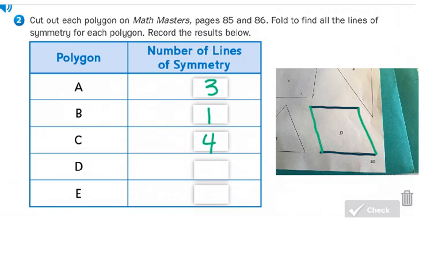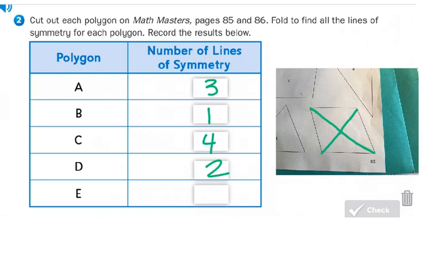So if I look at D, I know that I actually found, how many lines of symmetry did you find? I found 2. I'm going to go ahead on D and I'm going to take my folds and I'm just going to take my pencil and darken that fold in so that Mrs. Hart can see it when you take a picture of it. So 2 lines of symmetry on D.